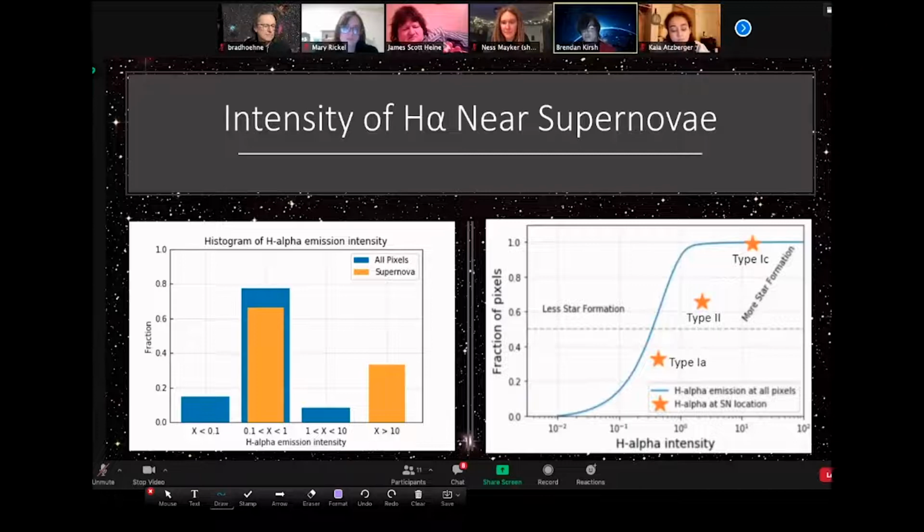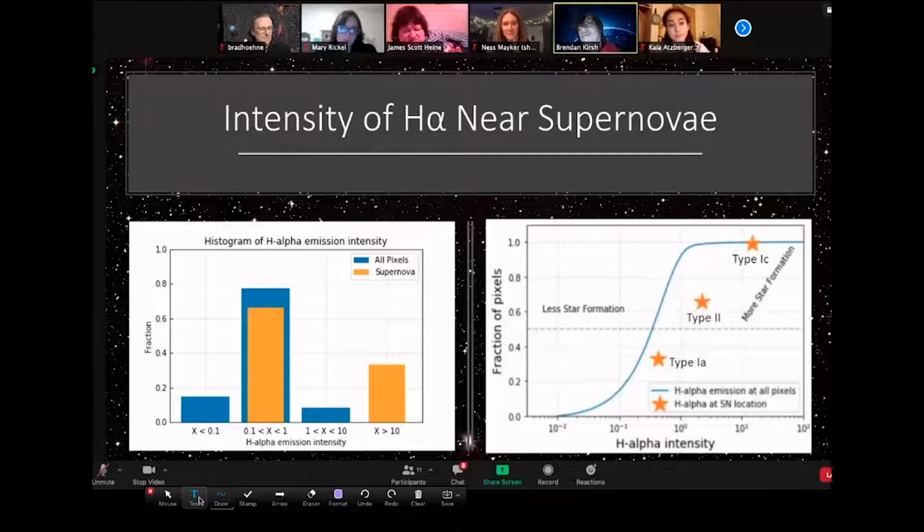Each of these gold stars here represents the location of one of our supernovae. So we have the type 1A, type 2, and the type 1C. If you remember, Ness was talking about these same types of supernovae in her presentation. So I want to send out a poll for you guys: which one of these types of supernova do you think is the one most associated with star formation?